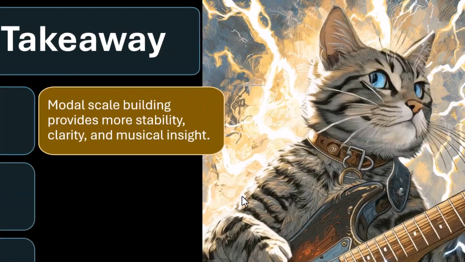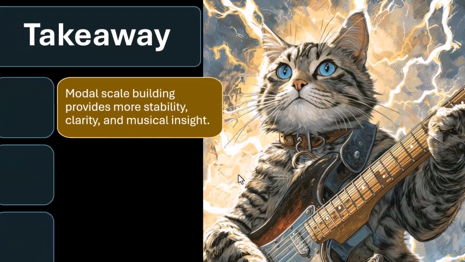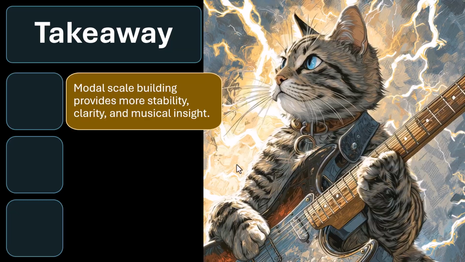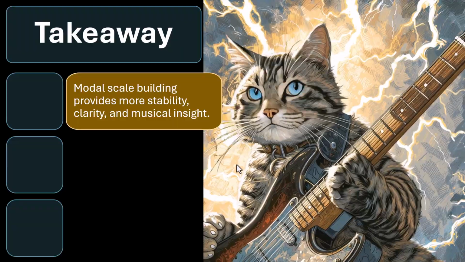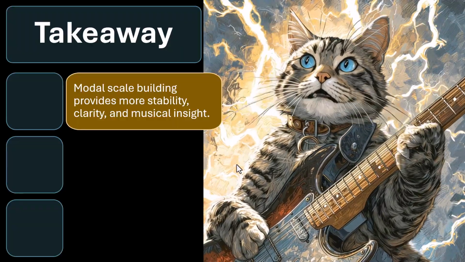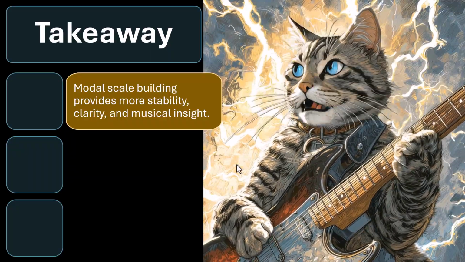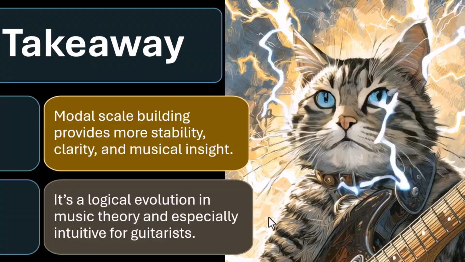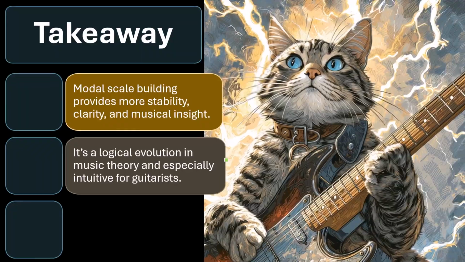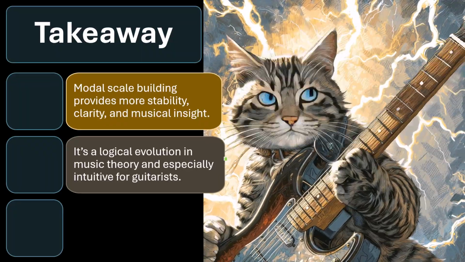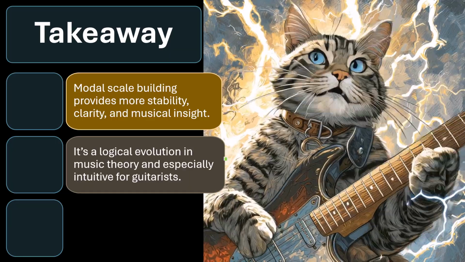What's the takeaway? Modal scale building provides more stability, clarity, and musical insights. So we will not abandon scale degrees or intervals. We're going to bridge the gap between them so that you can use intervals as an imperfect tool as effectively as possible, but also learn the more effective tool if you want to implement that as well. Being able to go back and forth between them really allows you to get a better grasp of what is actually happening anyways. So it's a logical evaluation in music theory and especially intuitive for guitarists. It works for the piano and any instrument as well.